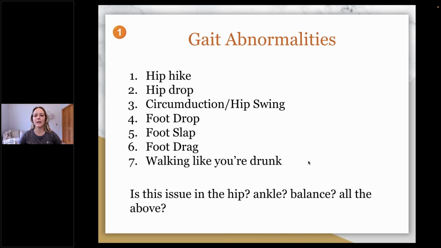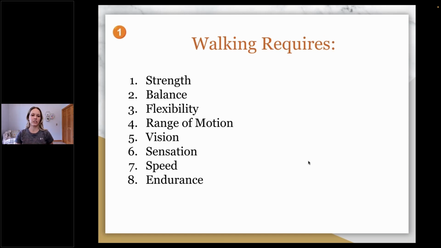So we're gonna do a little bit of a demonstration. But before we do that for each of those, I want to discuss what walking requires, because again, so often people think walking requires strength and balance and maybe a little bit of flexibility. And that is true, but it also requires these 8 things.